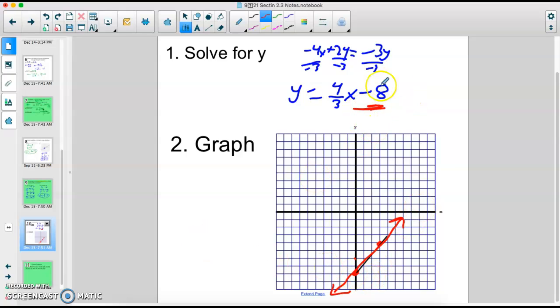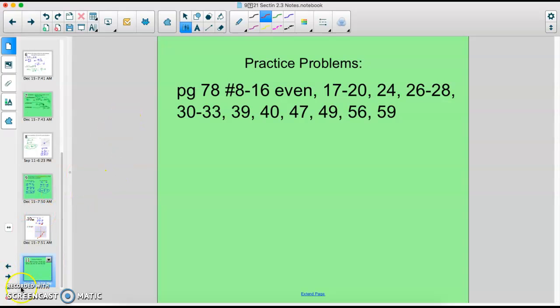Okay, so start with the y-intercept. It's at negative 8 for us. And then you're going to do the slope, up 4 to the right 3, up 4 to the right 3. You could also go down 4 and to the left 3, right? And that would get you on the same line. That's probably right about here. Okay, so you can go in the reverse direction as well. All right, here's your practice problems, and that's 2.3.